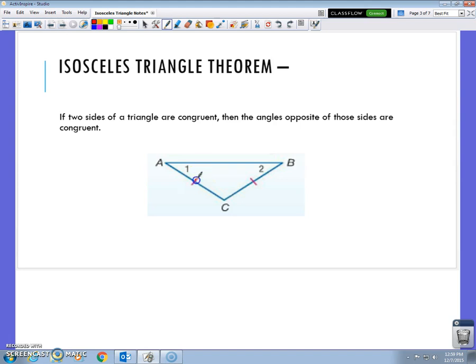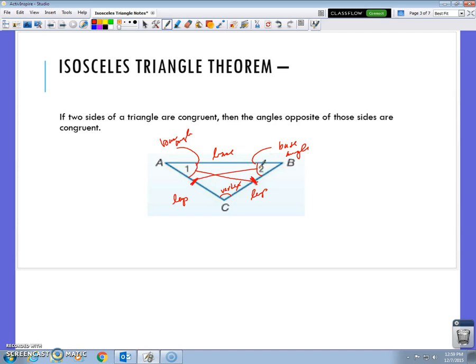As you can see here, this is an isosceles triangle. This would be the base. These are the legs, the two congruent parts. This is the vertex, and these would be the base angles. What it's saying is, if you have two congruent sides, opposite of them are two congruent angles. So if the sides are congruent, then the angles opposite are congruent as well.